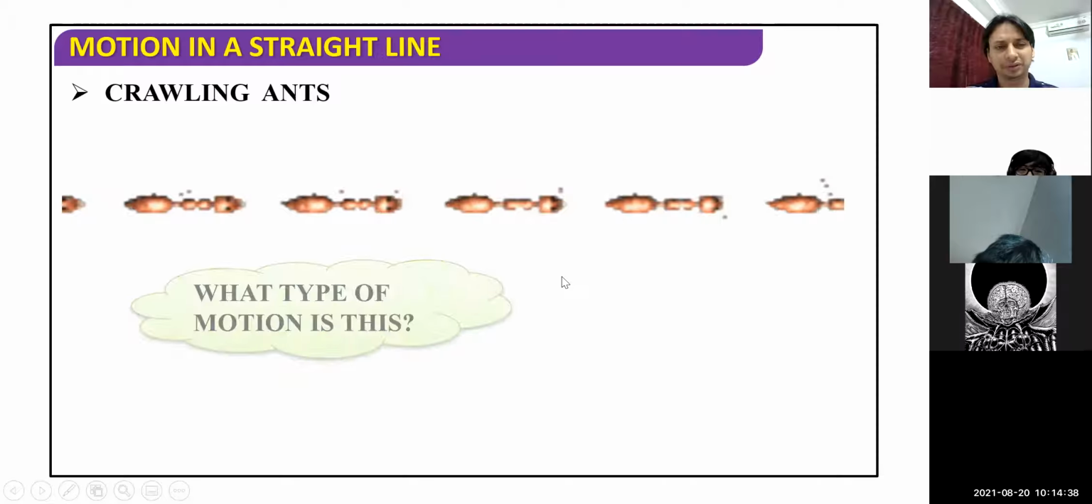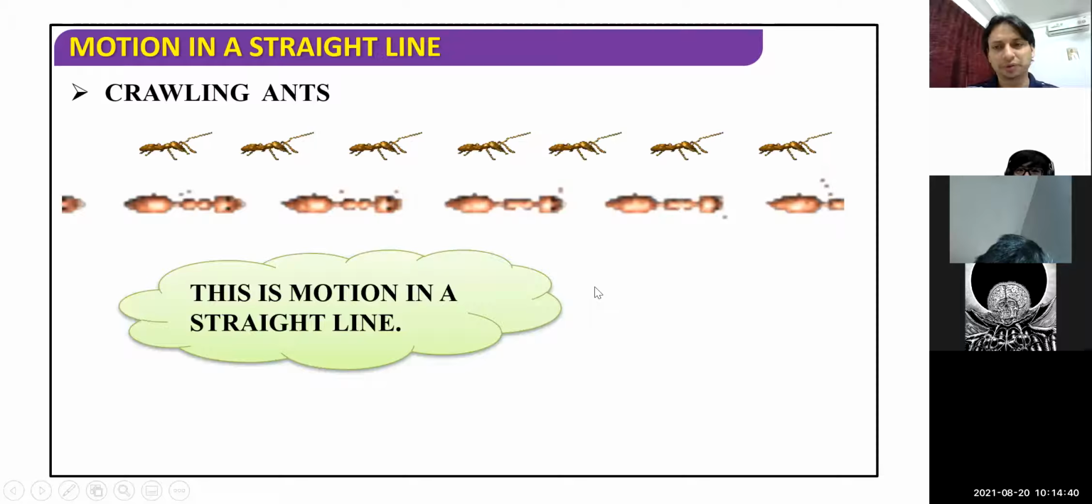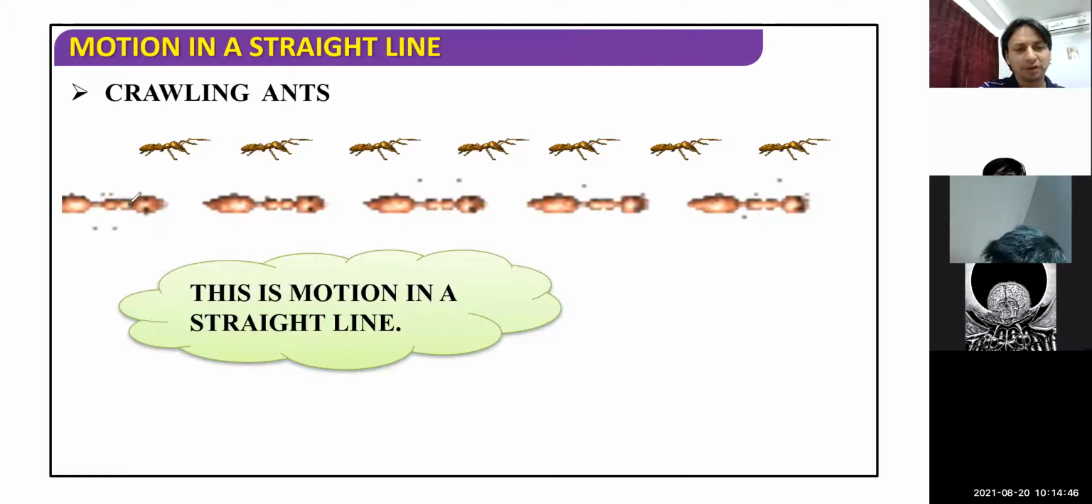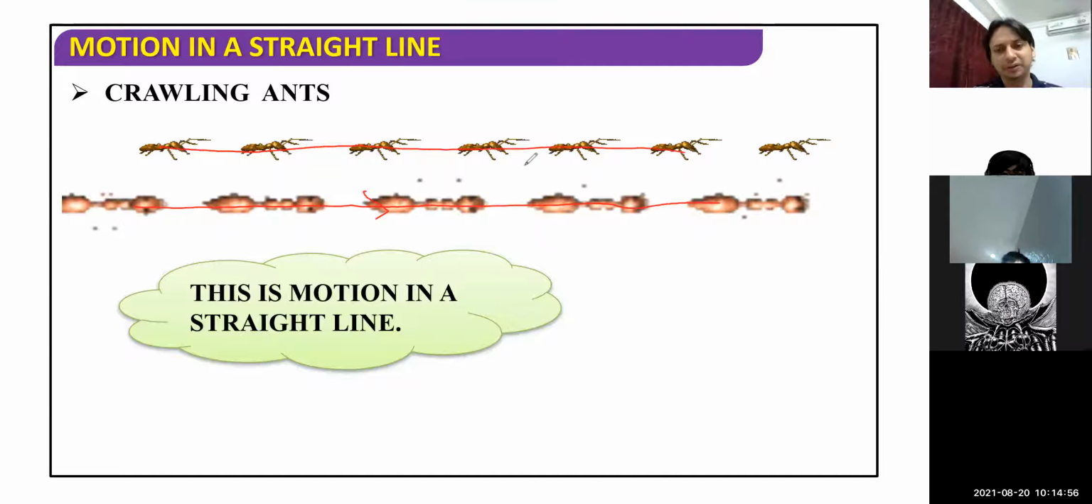Then this motion, they are moving in a straight line. If I try to join all these moving ants, I find that it's a line, a straight line. And this one also, they are moving in a straight line, in a straight path. That is a linear path, rectilinear path, linear path, one dimension motion. There are many terms to explain.